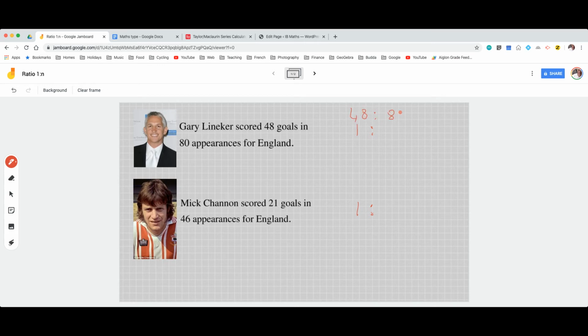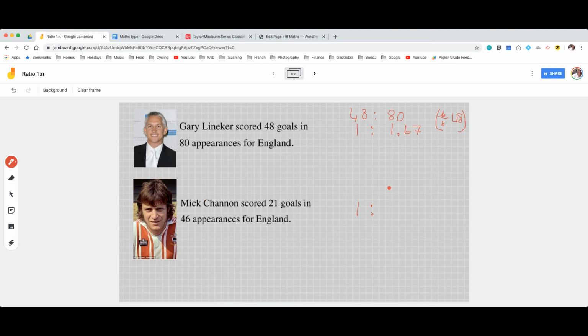So in this one, Gary Lineker scored 48 goals in 80 appearances. So what I want to do is divide this 48 by 48 to get 1. So I'm also going to divide the 80 by 48, and I get 1.67 if I round it off. So what this means is that for every 1.67 games, Gary Lineker scored a goal. So what we've done there, we divided that by 48. Now that's a very, very good goal scoring ratio.